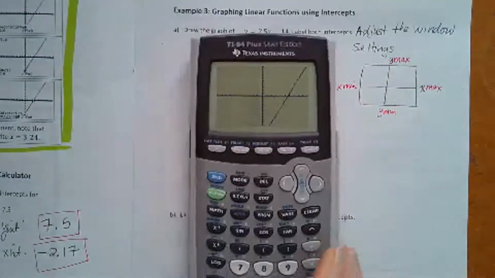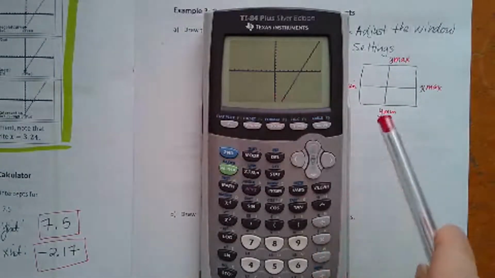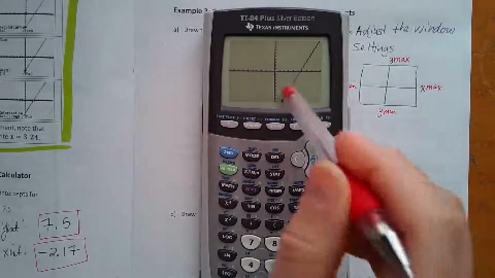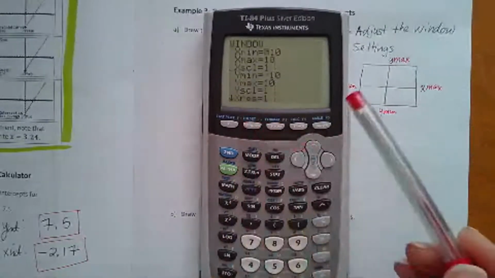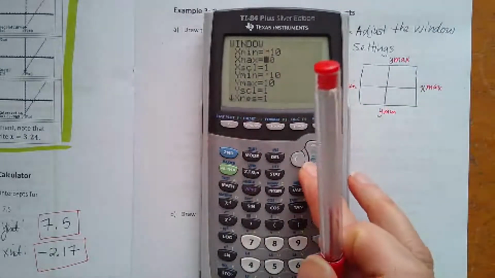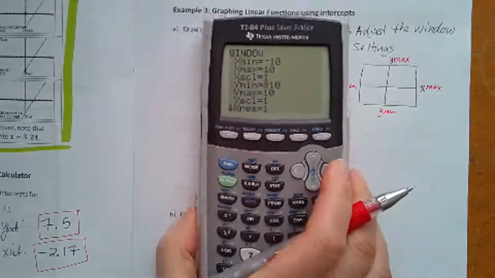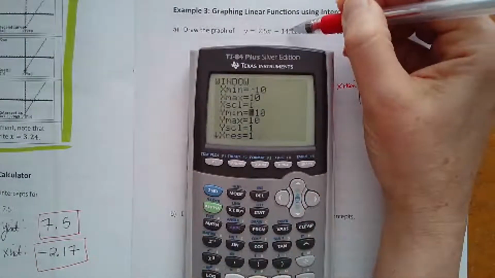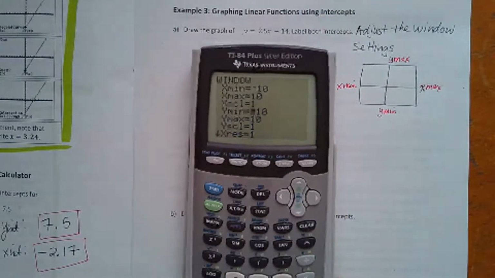So you decide, I know that I need to see more of the window on this part, so I need to adjust my y min. I've got to make my y min bigger, right? So I'm going to go to the window. I find y min, it's right here. Right now it's at -10, therefore this is a -10. And if I remember, this is my y-intercept, right? -14. So I have to make -10 much bigger.